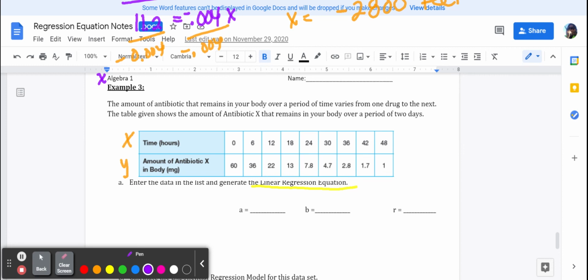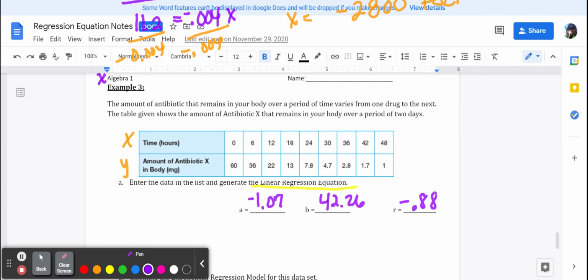Then I'm going to hit second data, linear regression, so option number 4. And then find my A, B, and R values. Make sure that your X list is L1 and that your Y list is L2. So for my A value, I get negative 1.07. For my B value, I get 42.26. And for my R value, negative 0.88.